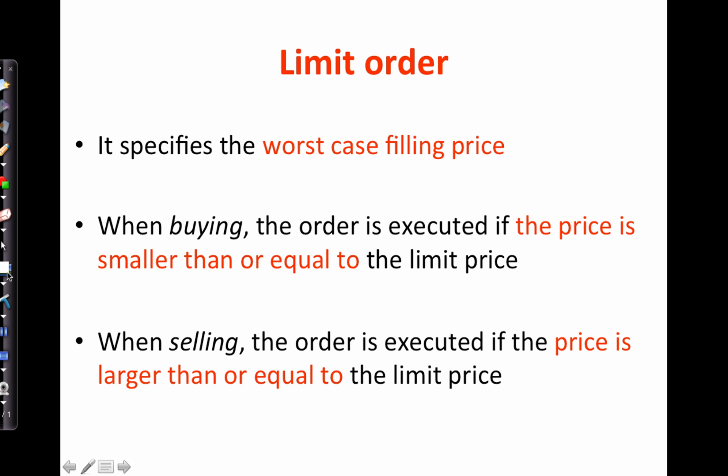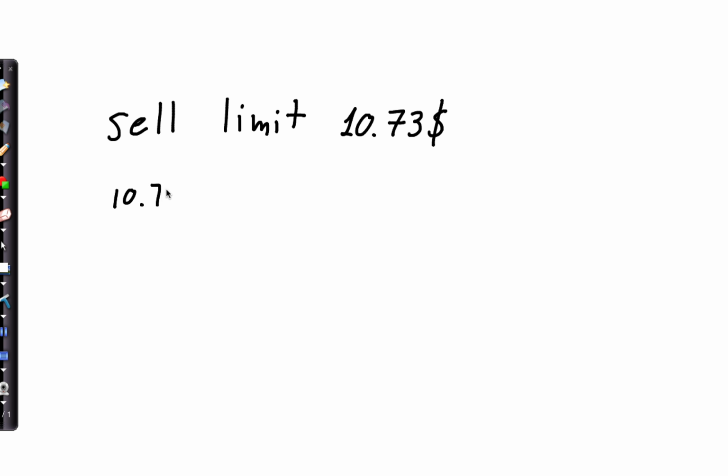So let's see with an example. Suppose you want to sell this time. You have a sell limit order at 1073. Okay, suppose that the 1073 is here and the price is currently below. Okay, so what happens is the price is going up, up, up. When the price is touching this level or going above, then you are going to sell.